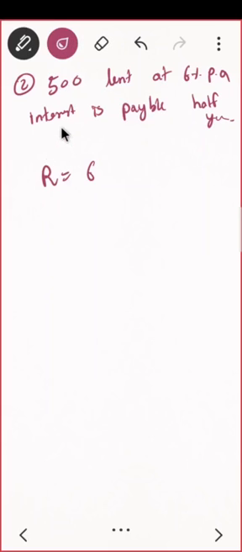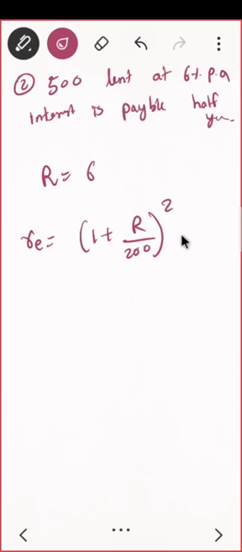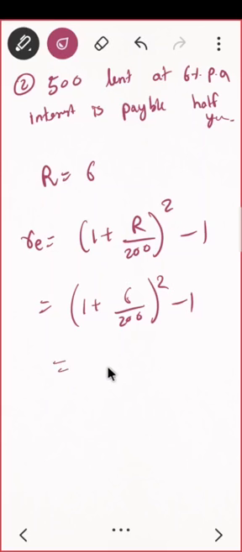Do we have anything to do with 500? We just need R. That is the nominal rate of given interest. So what will be the formula for RE? It will be 1 plus R upon something and raised to something. Since it is half yearly, what will come? 200 and power 2 minus 1. Perfect, very nice. So it will be (1 plus 6 upon 200) raised to 2 minus 1, and you'll get around 1.03. Yeah. Square it and subtract 1. Tell me the final answer.